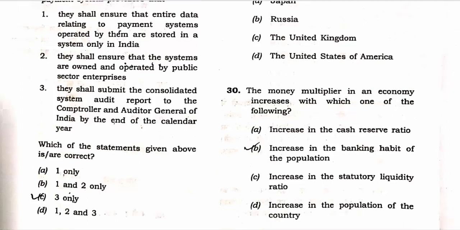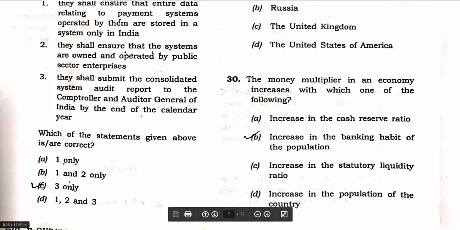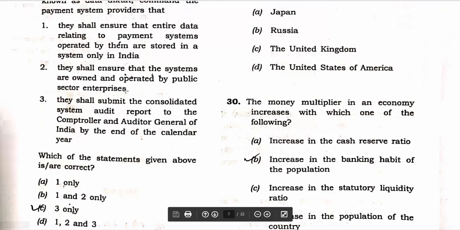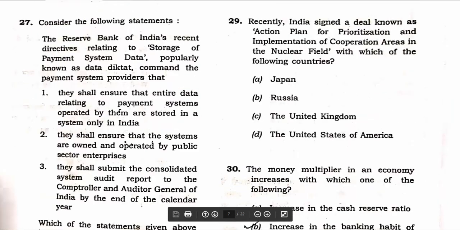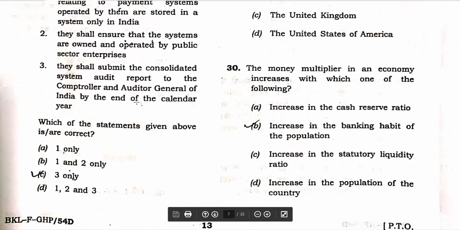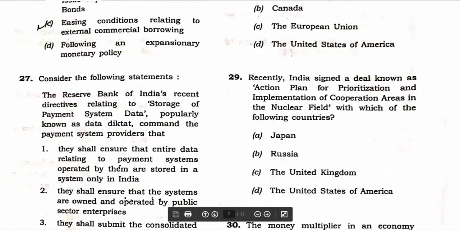So if you know that option 3 is not there, then your C and D are out and you'll be left with only 1 and 2. And since you know it's not operated by the public sector enterprises, 2 can also be an answer. So the correct answer is actually A, that is 1 only. That is the only possible answer which you can take out even with simple logic.